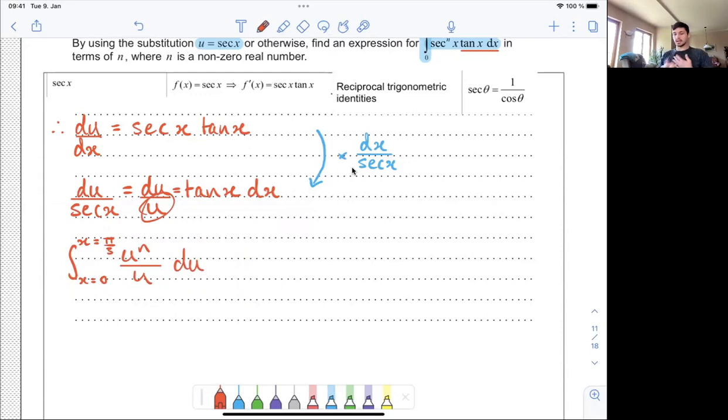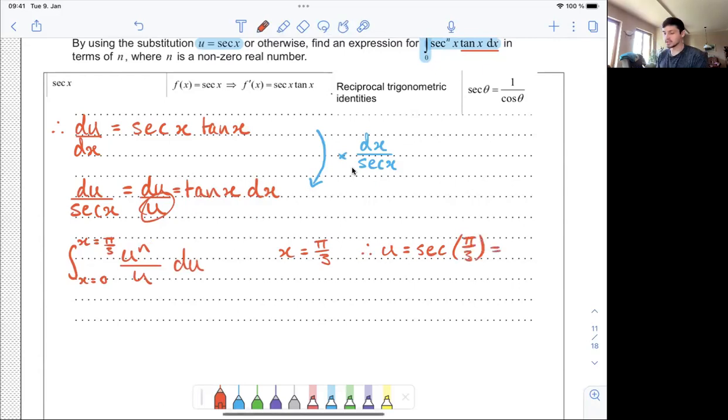Okay, so now we're going to think, if x is equal to pi over 3, then what would u equal? If we come over here and have a look, we've got x is equal to pi over 3. Therefore, u is equal to sec pi over 3.